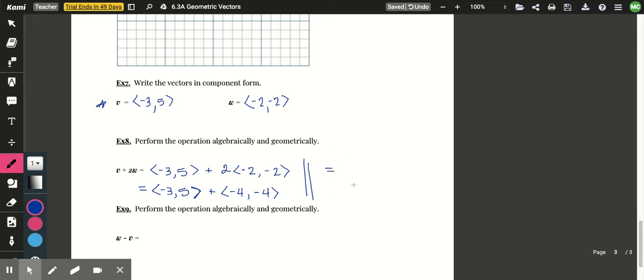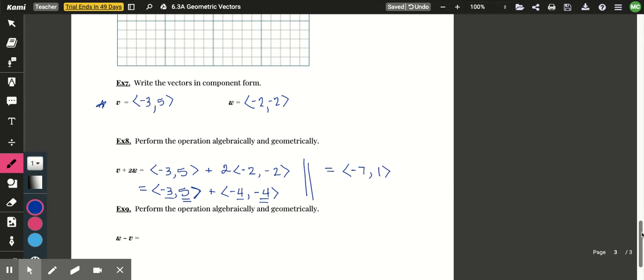Ran out of room there, so I'm going to move over here. So I'd start with this bracket here, and then this -3 and this -4 I would just add together. And then this 5 and this -4 I would add together, and that would give me 1. So the component form of the vector v plus 2w would be -7, 1.